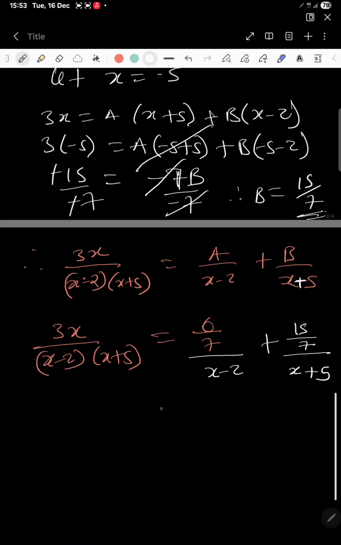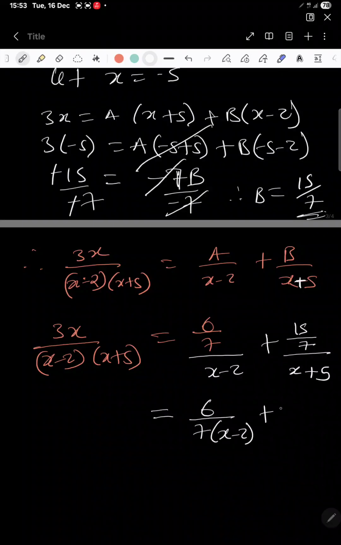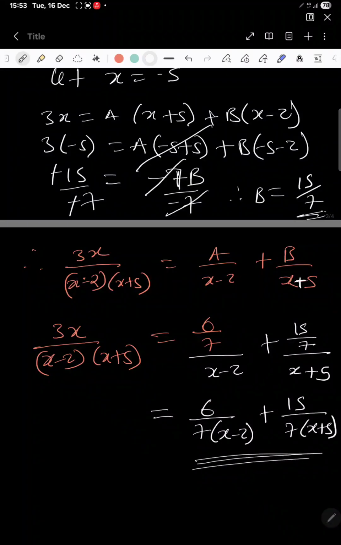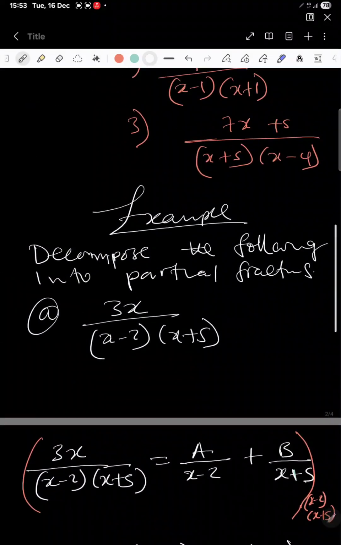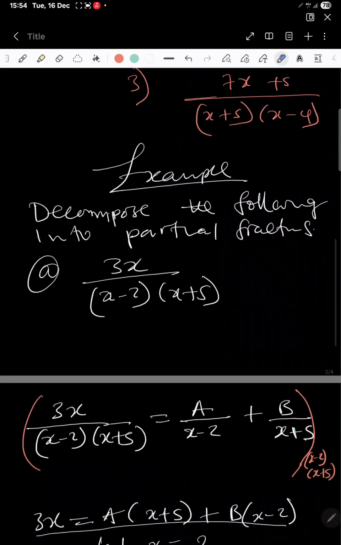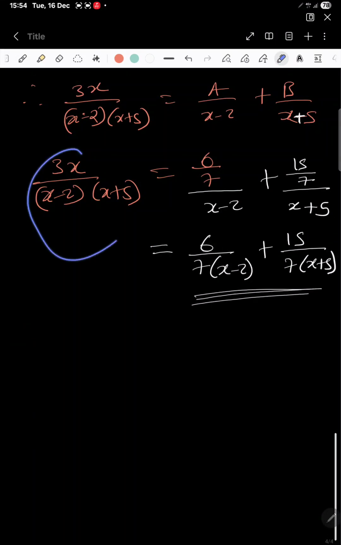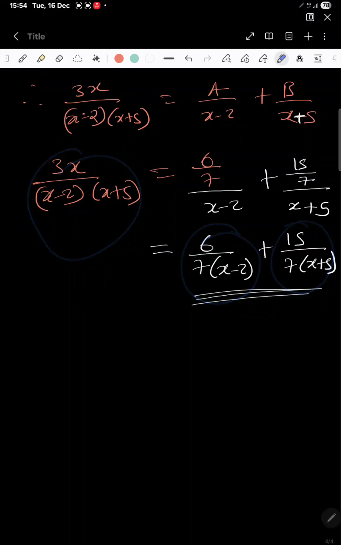Now this can also be written as 6 over 7, where the 7 can be down, and then x minus 2, then plus 15 over 7, also with the 7 down, and then x plus 5. So when you do this, it means you've written this into partial fractions. You've written this complex fraction into simpler fractions, which is this and that. So that is what we mean when we say decompose into partial fractions.